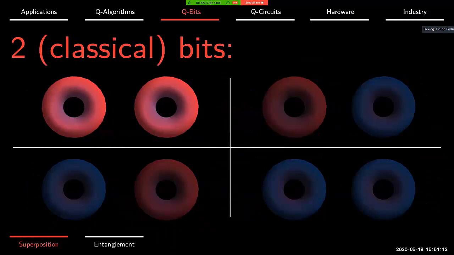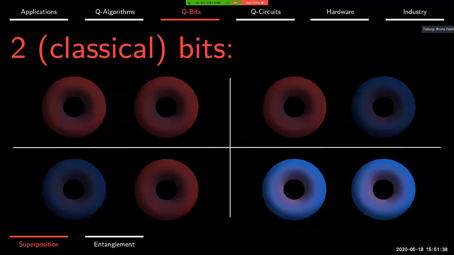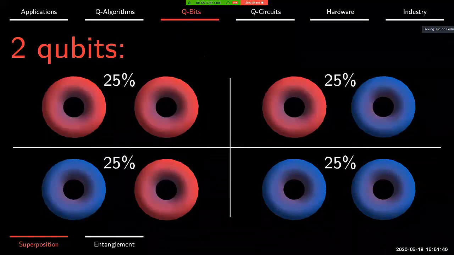So let's say a few words about the amount of information that is contained inside the quantum system. When you generalize to two donuts, in the classical domain for 2 bits you have four configurations: red-red, red-blue, blue-red, and blue-blue. Now in the quantum domain, you can generalize the concept of superposition. So you can have 25% of red-red, 25% of red-blue, and so on.